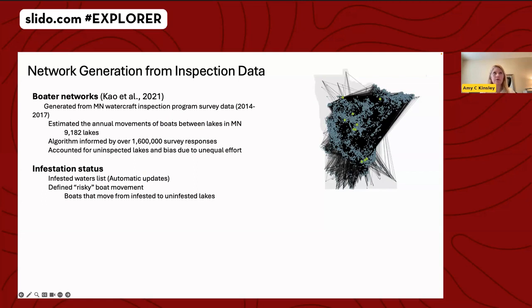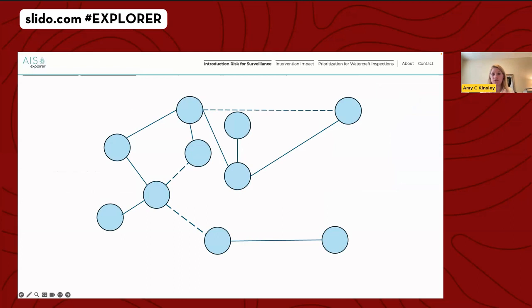And so this network went above and beyond what was reported in the surveys to predict the boat movements between lakes, even those that were not observed within the inspections. And so in this figure, I'm showing with the dashed lines those lines that represent the predicted movements, giving us a more complete picture of that connectivity. So we designated the lakes as infested or uninfested, as I mentioned before, from the DNR infested waters list. And I sometimes refer to those movements that go from infested lakes to uninfested lakes as risky boat movements. And so I'm using that definition there.